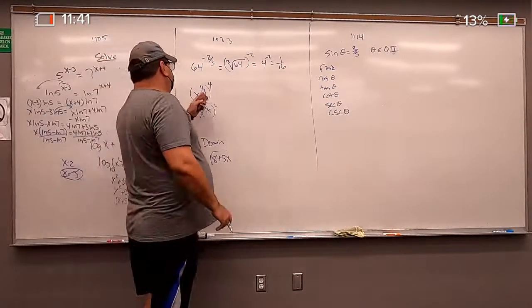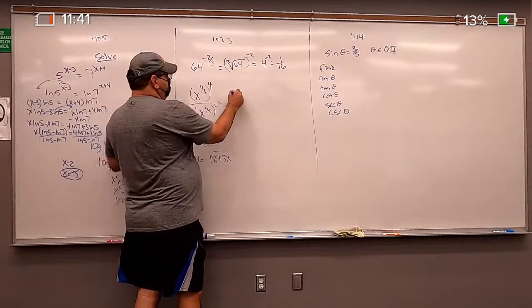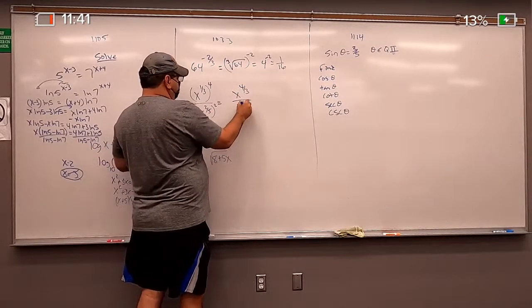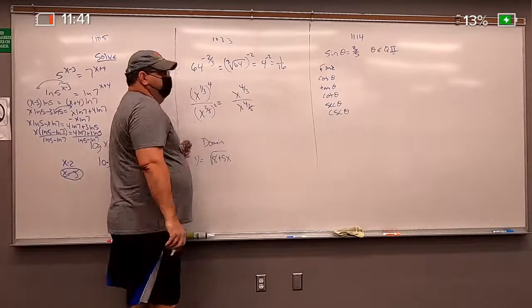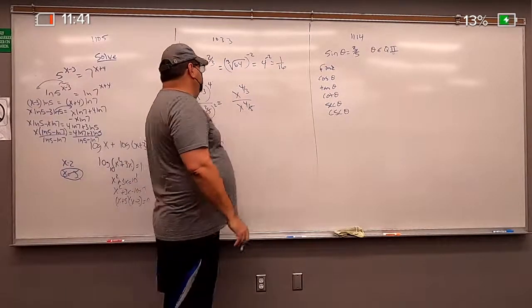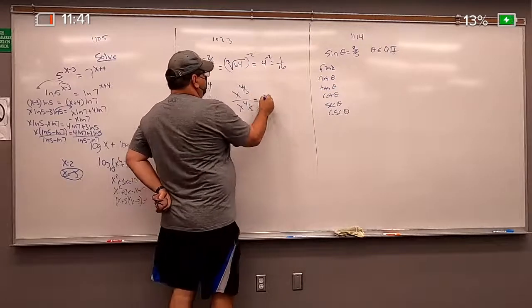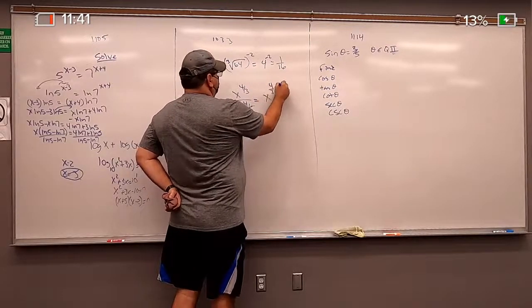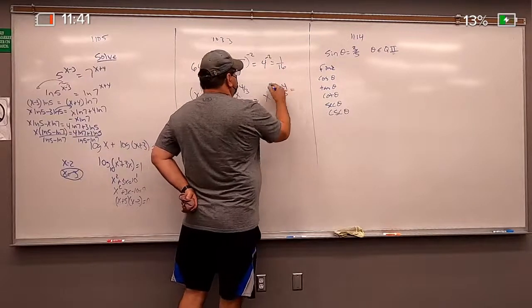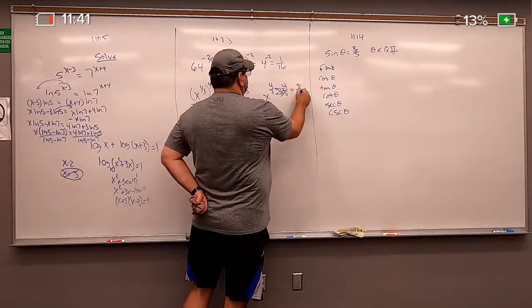Here, we'll multiply the exponents. Top part is x to the 4/3. The bottom part is x to the 4/5. We agree? We subtract smaller exponent from bigger exponent. So it's going to be x to the 4/3 minus 4/5, up, over 8/15.